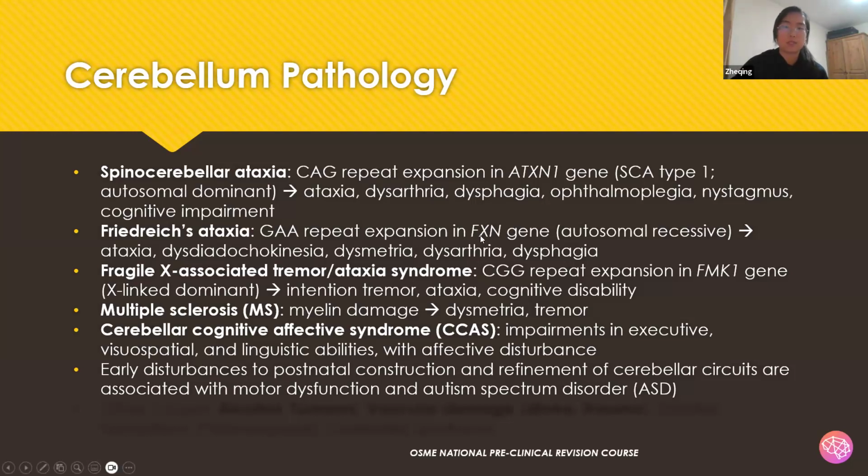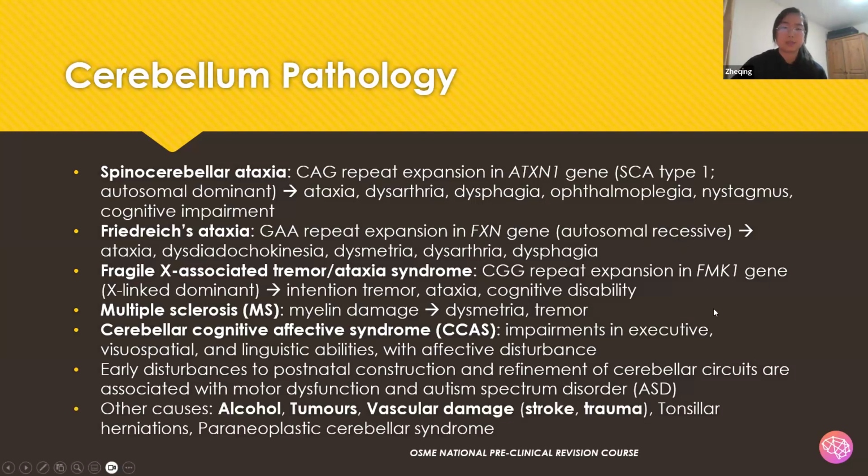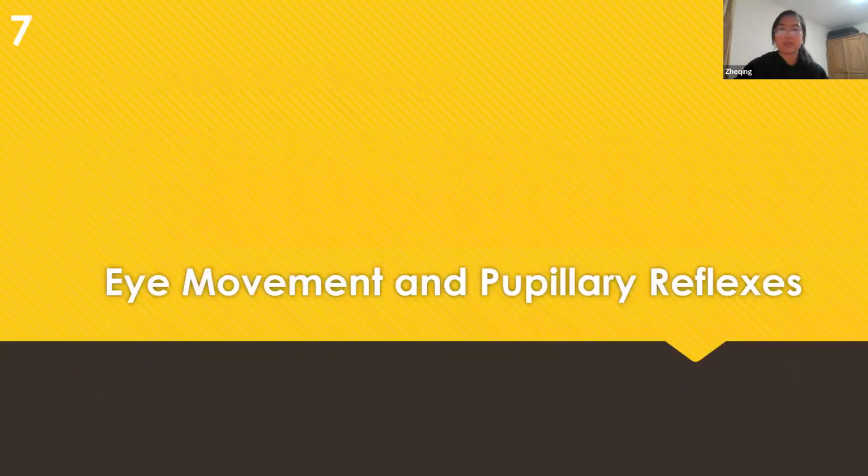And yeah, problems with executive and visual spatial abilities. Some other causes of cerebellar damage include alcohol, so you can get alcoholic cerebellar symptoms, and also tumors or neurodevelopmental dysfunctions. It's vascular damage, so like stroke, trauma, and a few other things. This is just a list of examples which you can refer back to.